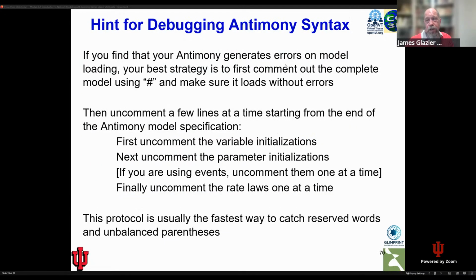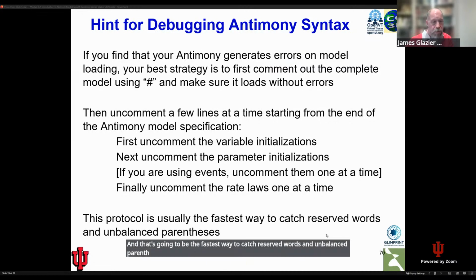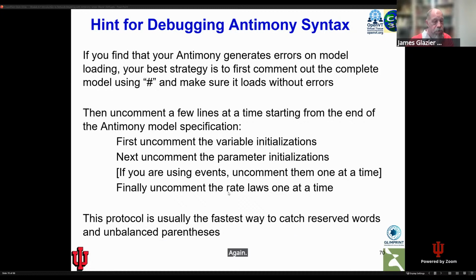If you find that your Antimony is generating errors on model loading, your best strategy is to comment out the entire model, make sure it loads, and then uncomment the variable initializations, then the parameter initializations, and then uncomment the rate laws one at a time. That's going to be the fastest way to catch reserved words and unbalanced parentheses. Again, because there are no line numbers, finding where an error occurs is not so easy.